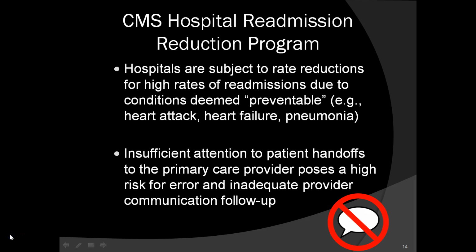So the CMS Hospital Readmission Reduction Program is where hospitals are subject to rate reductions for high rates of readmissions due to conditions deemed preventable, such as a heart attack, heart failure, or pneumonia. Insufficient attention to patient handoffs to the primary care provider poses a high risk for error and inadequate provider communication and follow-up. So when a patient is discharged from the hospital, the primary care provider needs to be made aware of that, and also the reason why the patient was in the hospital, so that the primary care provider can continue the care as the patient is at home.